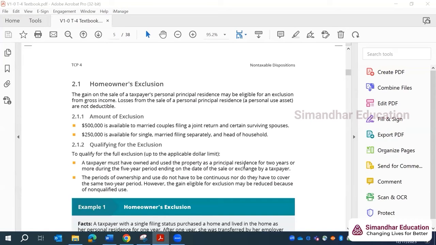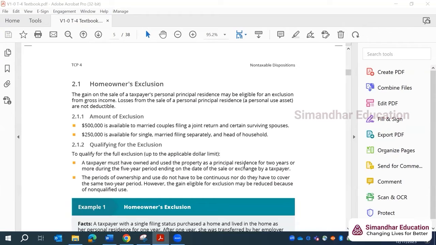The answer to that is yes. I purchased the property on 1st January 2021 and I sold it on 1st January 2024, right? So I have satisfied both the requirements. I have owned the property for 2 years and I have used the property for 2 years. Maybe the period for the usage and the ownership was not the same. That's why they are saying that you should own the property and use the property during the 5 years period ending on the date of the sale.